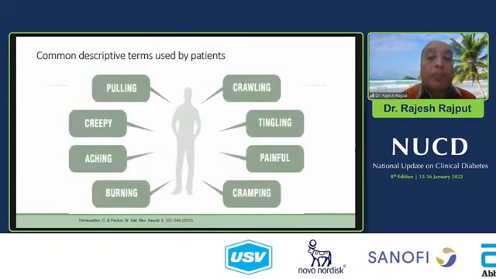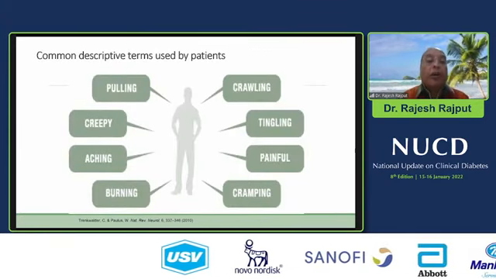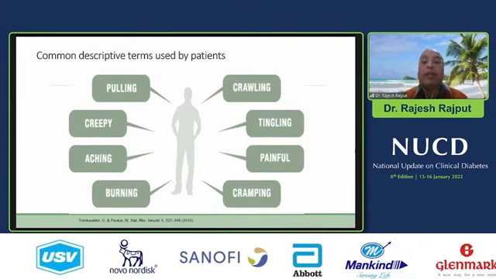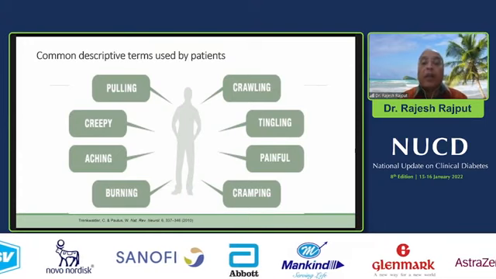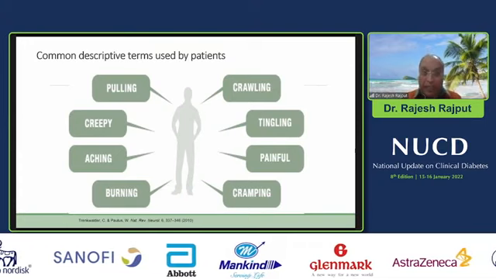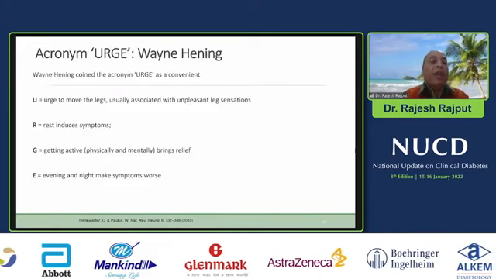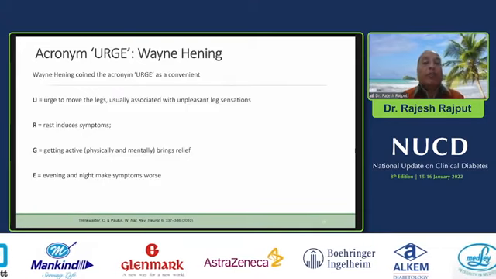What are the common descriptors for restless leg syndrome? Sensation of pulling, creepy, aching, burning, crawling, tingling, painful, and cramping. So various types of pain descriptors are used. And Henning has given an acronym, URGE.